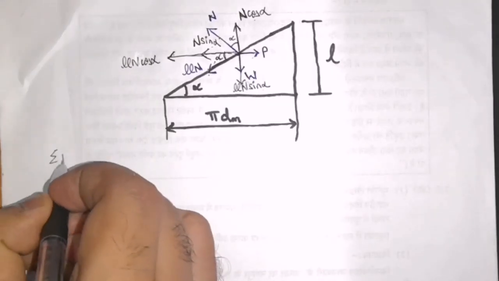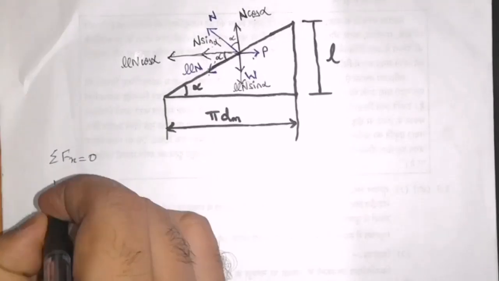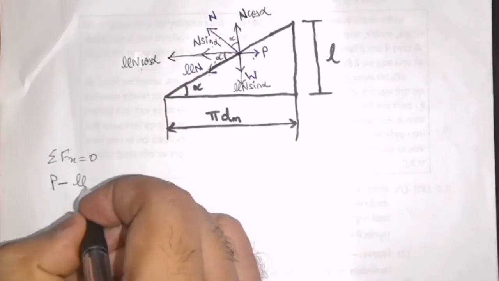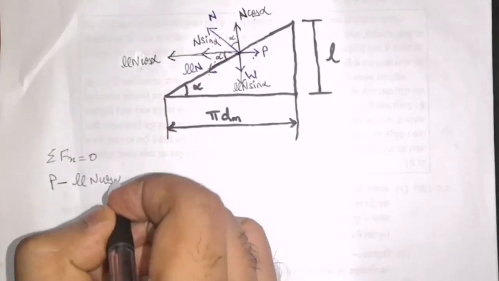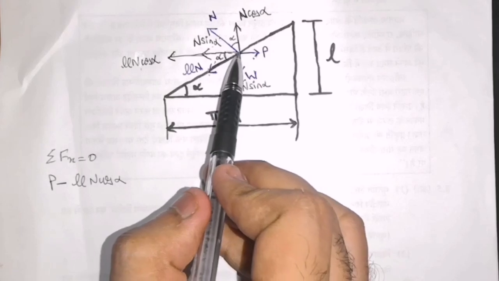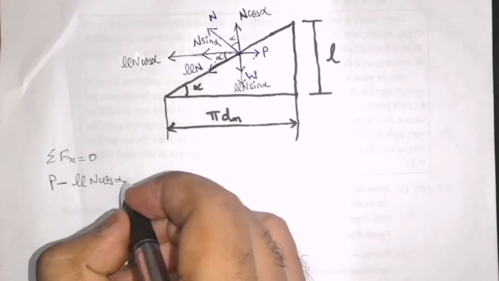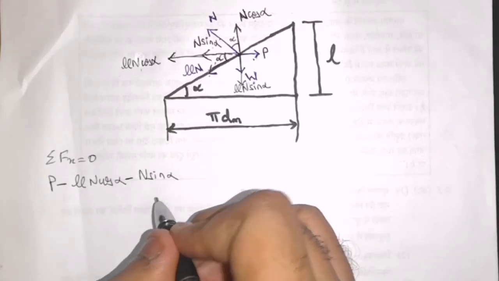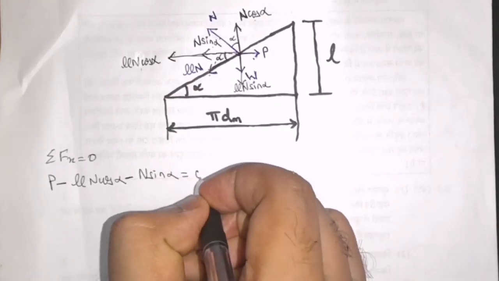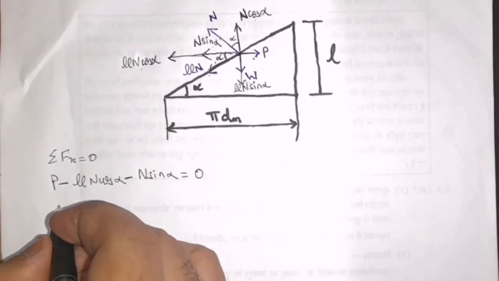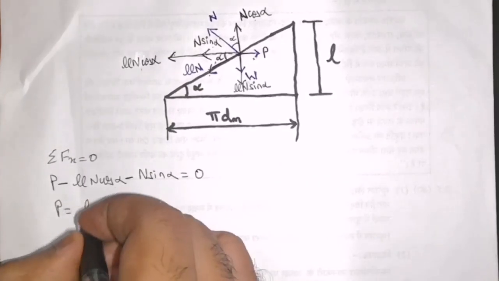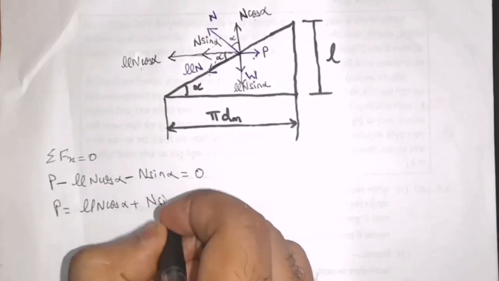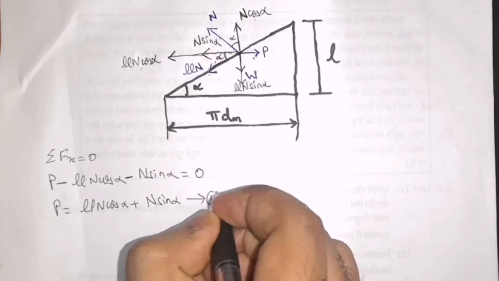Applying summation of Fx equal to 0: P, then this force that will be mu N cos alpha, then again this force going left side, so minus N sin alpha. There is no other force in x direction, so this all should be equal to 0. On rearranging this, I will get P is equal to mu N cos alpha plus N sin alpha. Let this be equation 1.